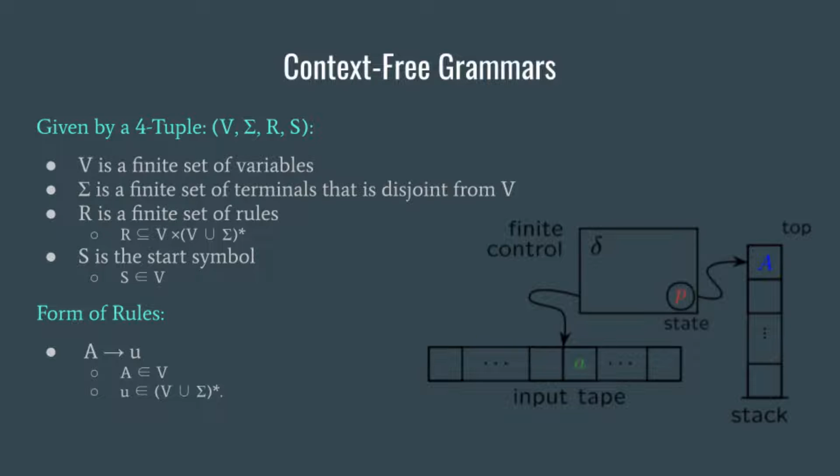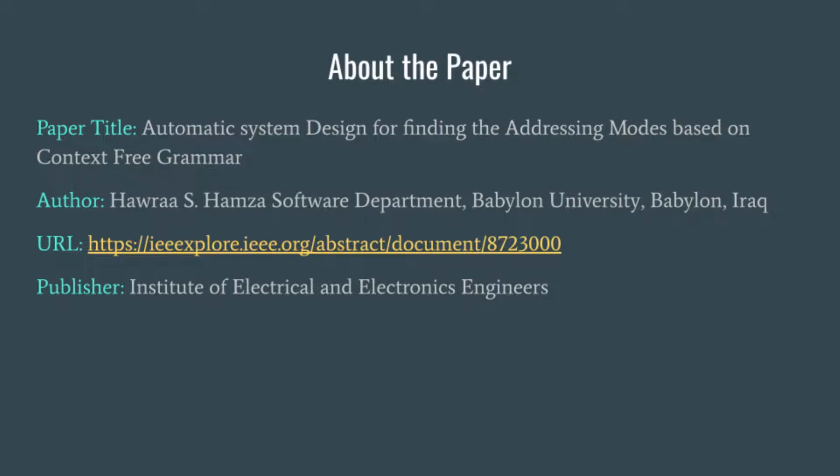Recall that they are given by a 4-tuple, V, Sigma, R, and S, where V is a set of variables, Sigma a set of terminals, R a set of rules, and S is the start variable. The rules in R have the form A right arrow u, where A is a variable and u is composed of variables and terminals. The language of a given context-free grammar is the set of strings containing only terminals that can be derived using the rules from the start symbol. While not important to this application, also recall that the associated machine of context-free languages is the push-down automata. We are now ready to tie everything together.